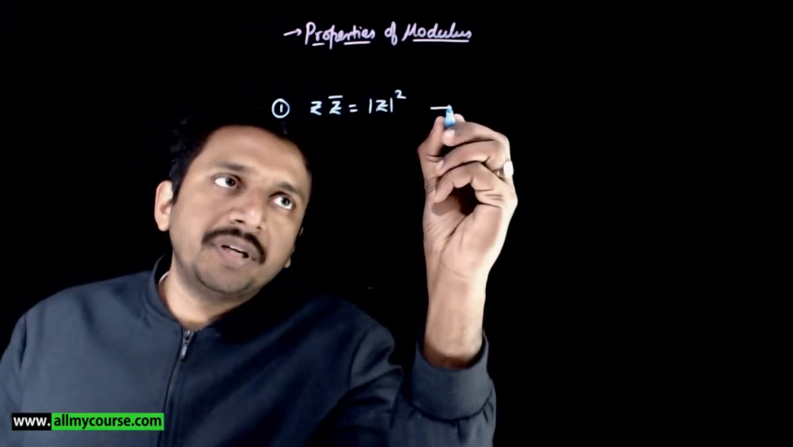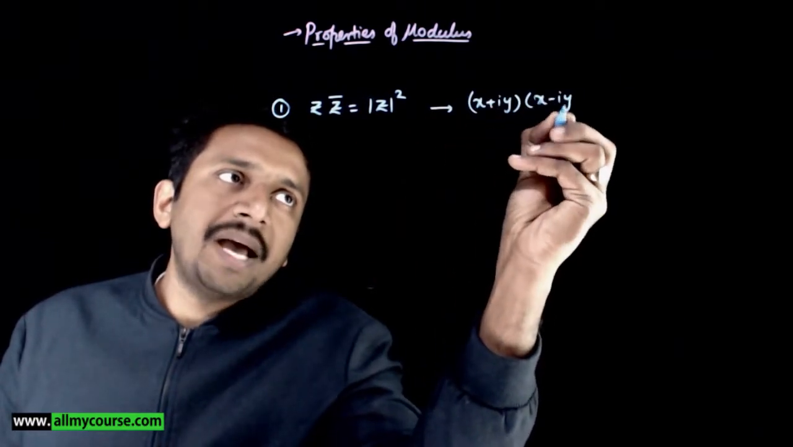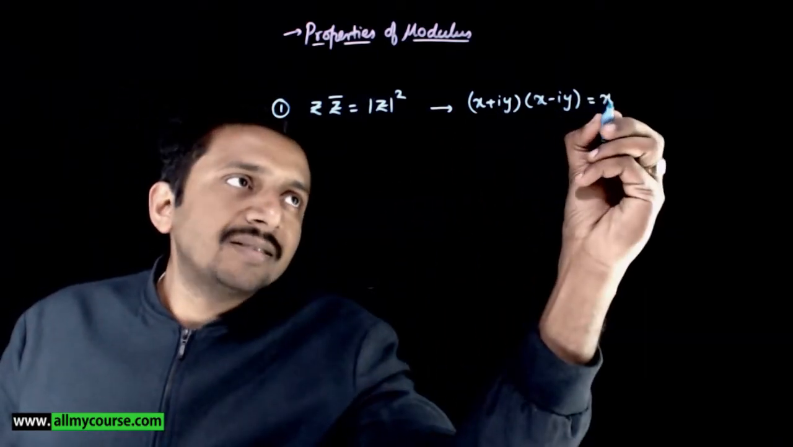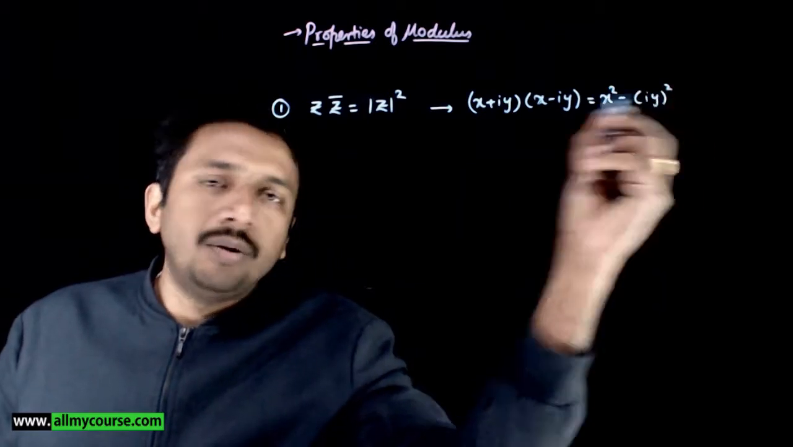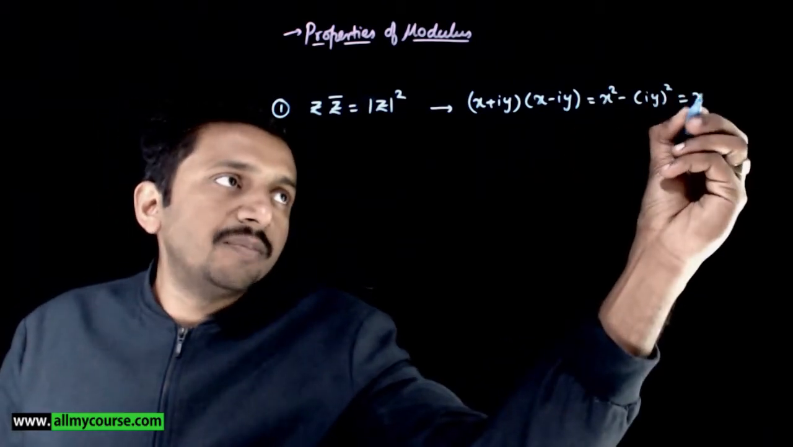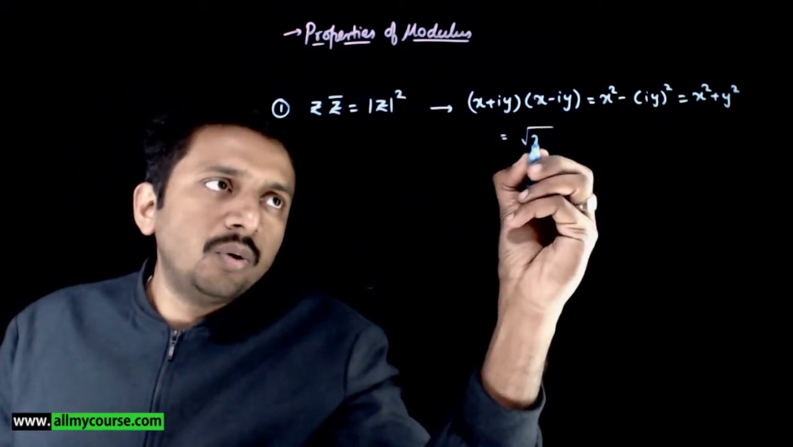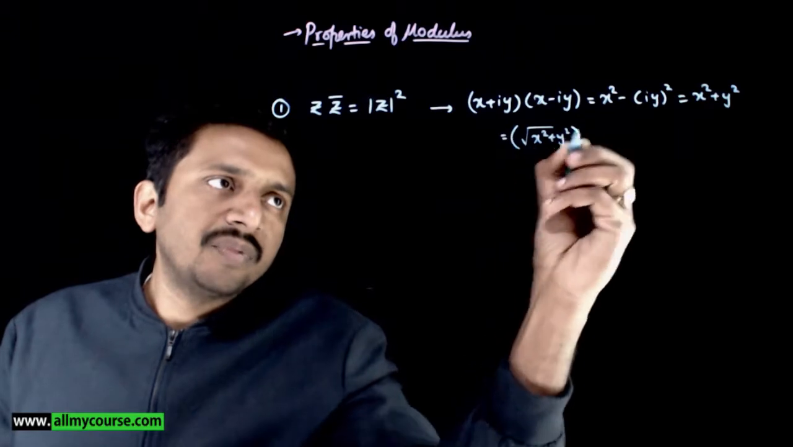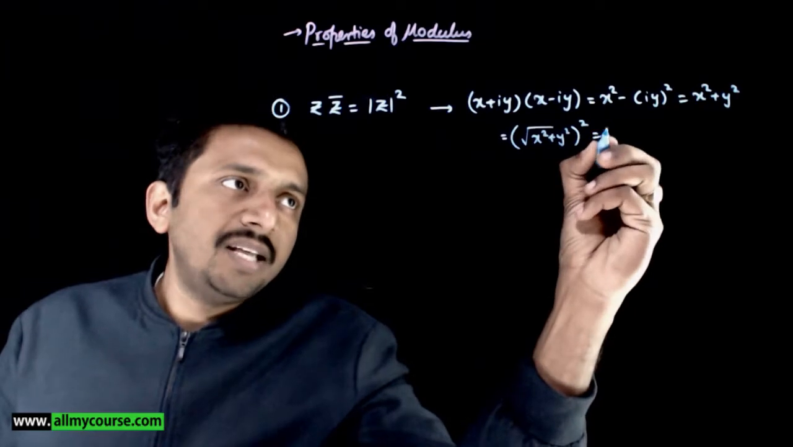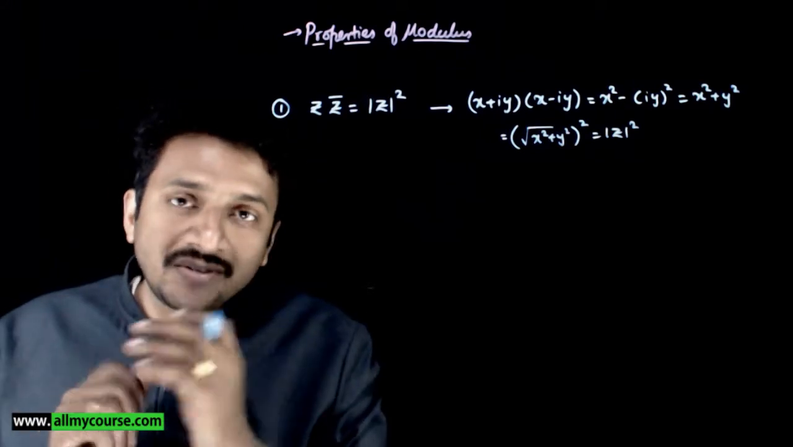This is very straightforward. If you take z as x plus iy and z bar as x minus iy, what is x plus iy into x minus iy? This is x square minus iy whole square. So iy whole square is minus y square. So minus of minus y square becomes x square plus y square. And this is equal to root of x square plus y square whole square, right? And root of x square plus y square is nothing but mod z. So that is equal to mod z whole square. So z into z bar is equal to mod z whole square.